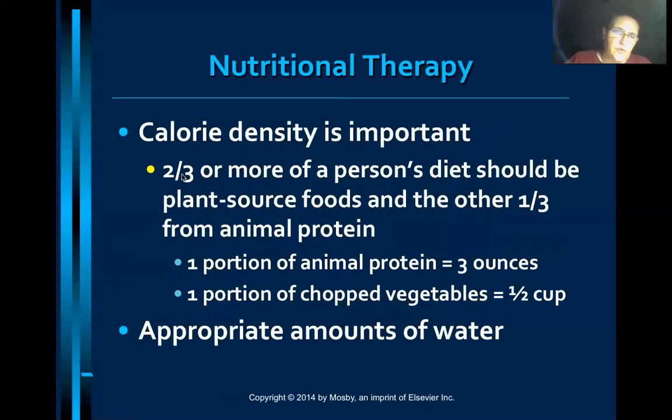Calorie density is important. 2/3 or more of the person's diet should be plant-sourced foods, and the other 1/3 from animal protein. So 1 portion of animal protein is 3 ounces. 1 portion of chopped vegetables is 1/2 cup. And it's also important that appropriate amounts of water are consumed with meals.